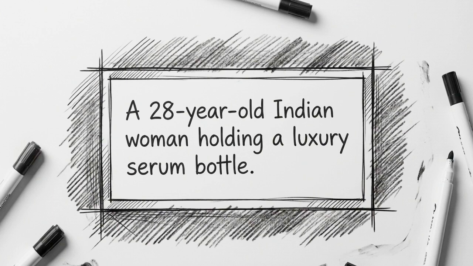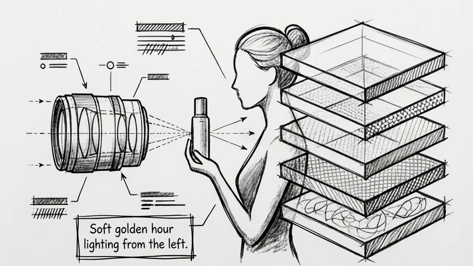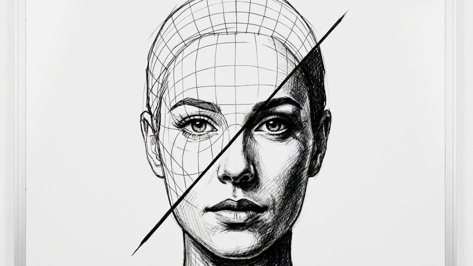The exact input for Layer 1 is a 28-year-old Indian woman holding a luxury serum bottle. The exact text input for Layer 2 is soft golden hour lighting from the left. These two layers form the foundational geometry and illumination of the asset.